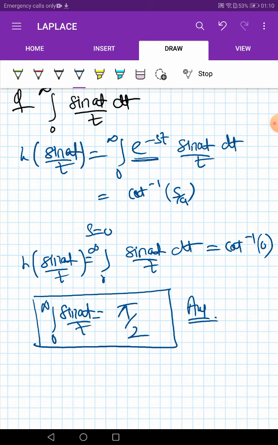Okay, so in this video we are ending this. In the next video we will see the differentiation, the Laplace transformation of the derivative of any function. Okay, so thank you.